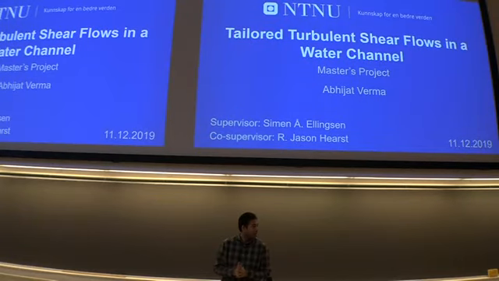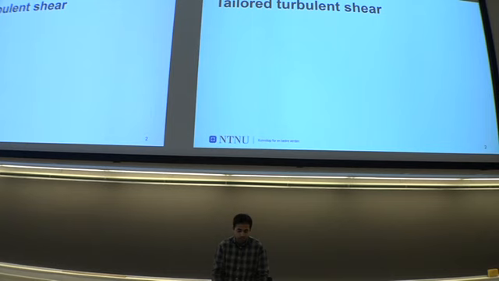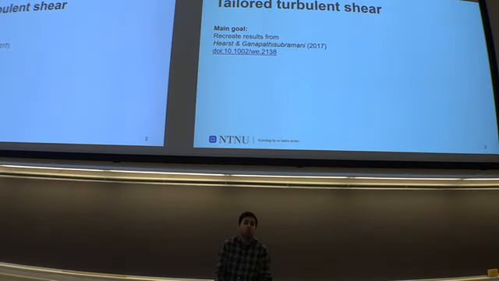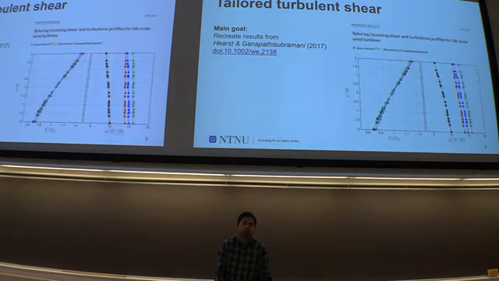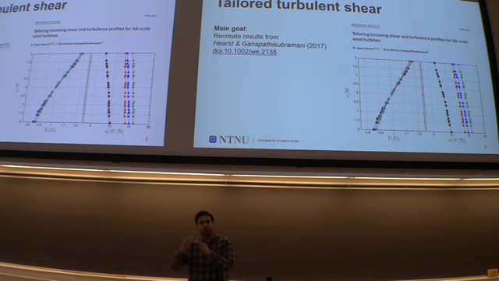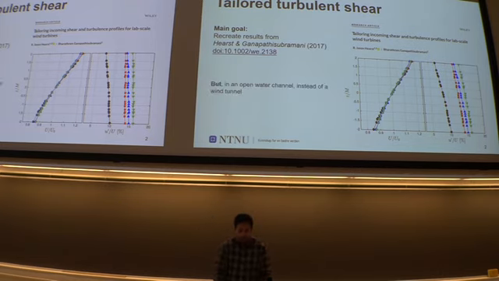All right, so my project has been an experimental one. It's been about generating turbulent shear in a water channel here at NTNU. The main goal was to recreate results from a paper that my co-supervisor wrote, where he generated shear in a wind tunnel, but modulated the turbulence intensity. This was a big result, that you can have the same shear but different turbulence intensities. So my goal is just to do this, but in a water channel instead.